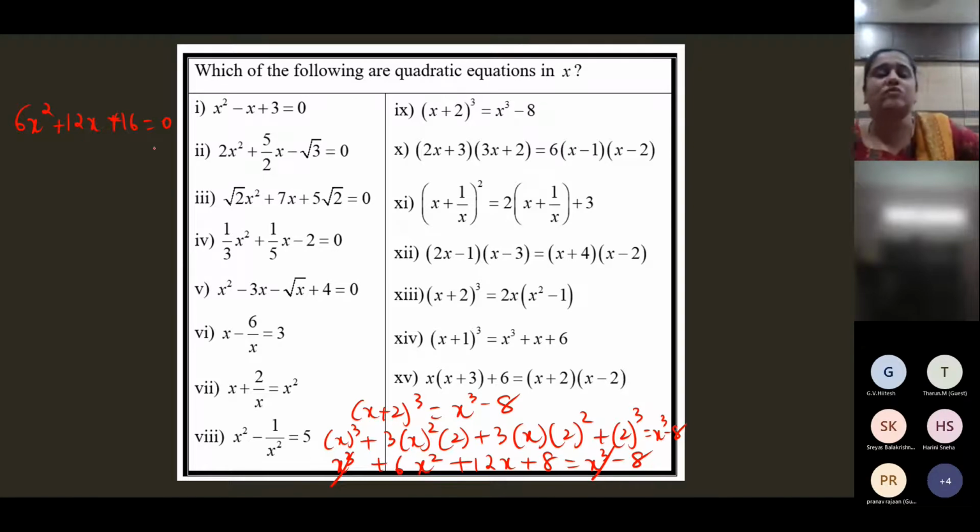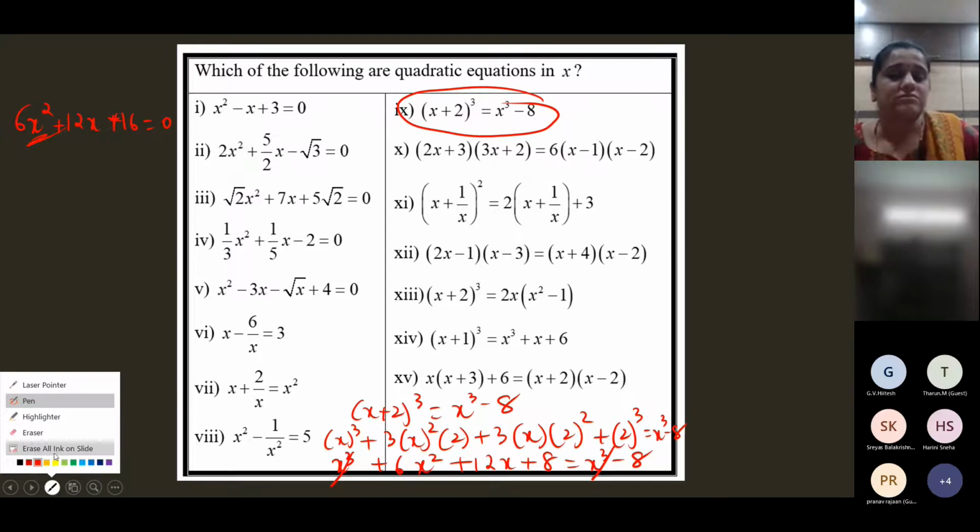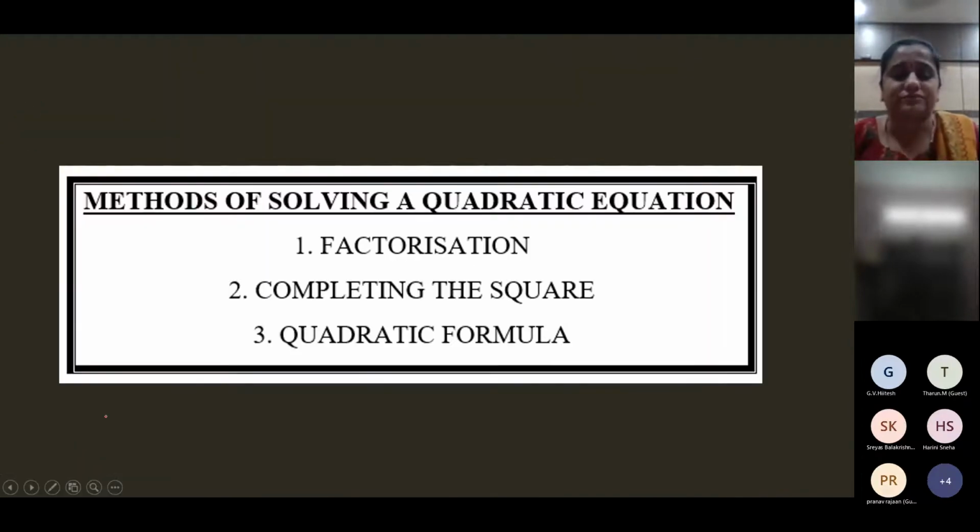Now we have it in the standard form, or in other words, we have brought all the terms to one side and we have 0 on the other side. Now look at this. It is quadratic. 6x square, it is quadratic. So you should simplify this and then comment. So that's about this one.